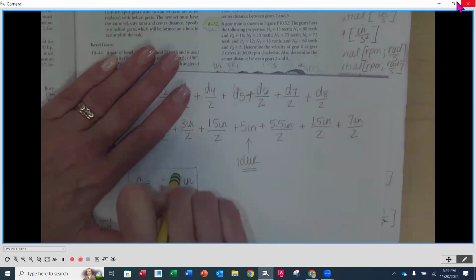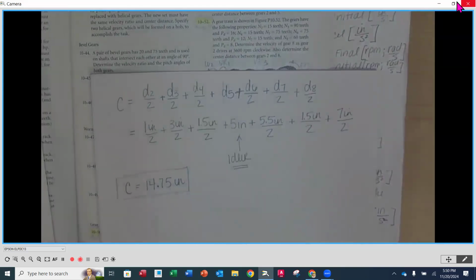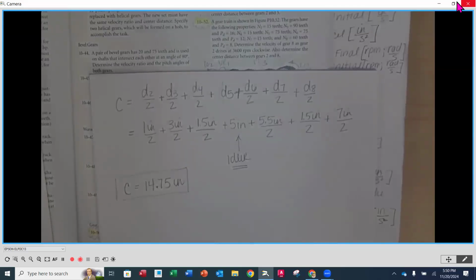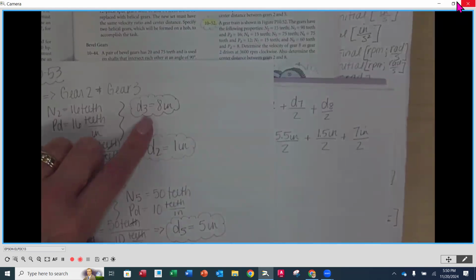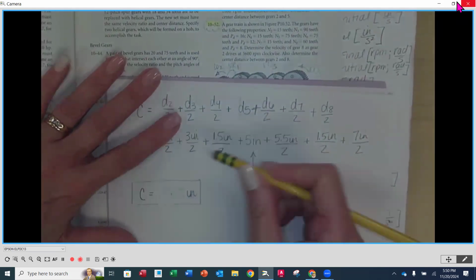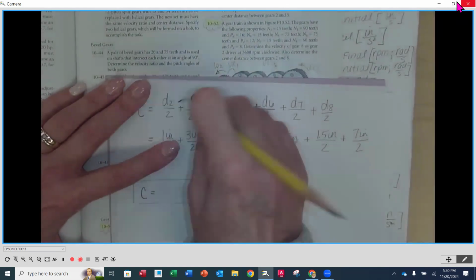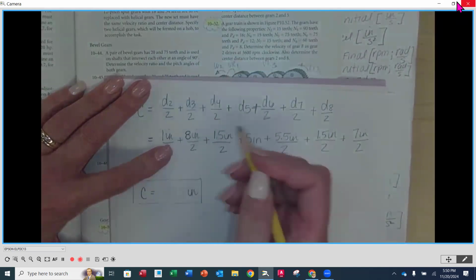Maybe I'm looking at the wrong problem. 14.75. Oh, that's why. I looked at it wrong. I don't know why I put 3. I glanced at it. I put 3. You probably put the right number. Then our answer is not right. Then I bet you our 17.25 is correct, because I was like, we did it last time. So D3 is 8. Thank you. I'm so sorry. This should be 8 inches.